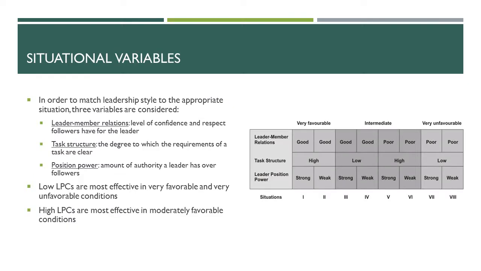As already mentioned, Fiedler believed that a leader would thrive best when their style was matched to the appropriate situation. But in order to determine this, there are some situational variables that must be considered. The first is leader-member relations, which is the level of confidence and respect that followers have for the leader. Next is task structure, or the degree to which the requirements of a task are clear. And last is position power, or the amount of authority a leader has over his or her followers.